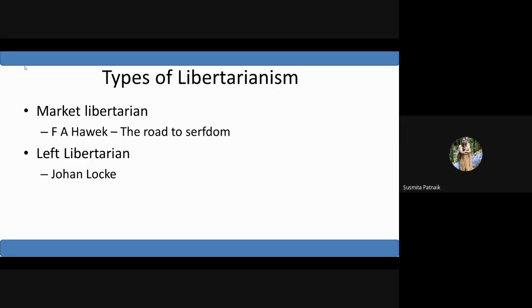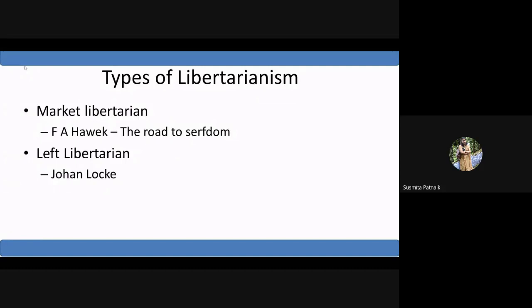So Hayek argues against the socialistic state in his book called The Road to Serfdom. Again, he is against the totalitarian state because why? In the totalitarian state also, the individual has no right to think, to do anything. It is under the control of the state.